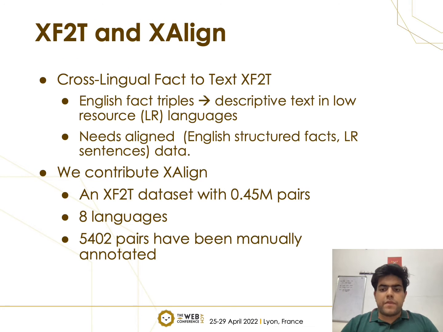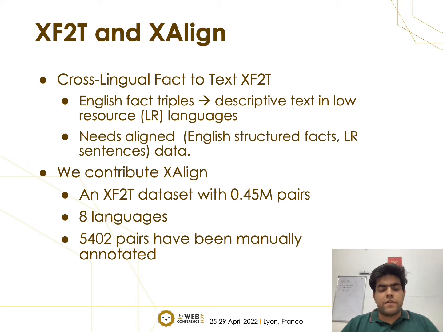Our work is primarily driven by the motivation of bridging the content gap that exists between English and other low resource languages. So basically the ultimate objective is to generate descriptive text in low resource languages using English triples which are present in abundance. However, such a model would need aligned data, and hence we contribute XAlign.